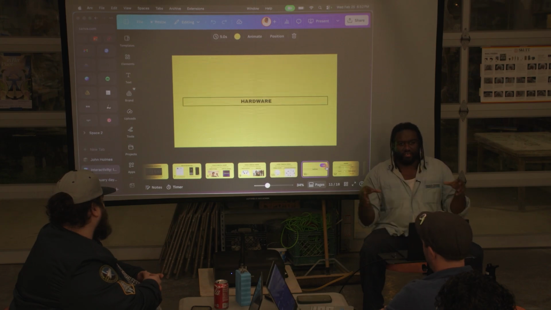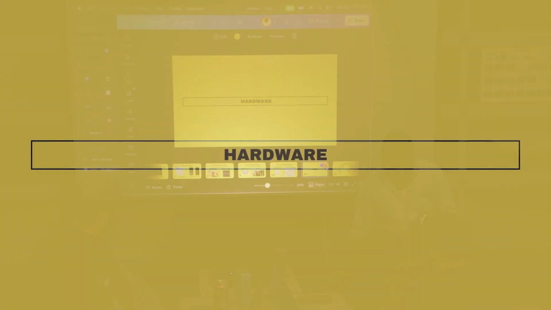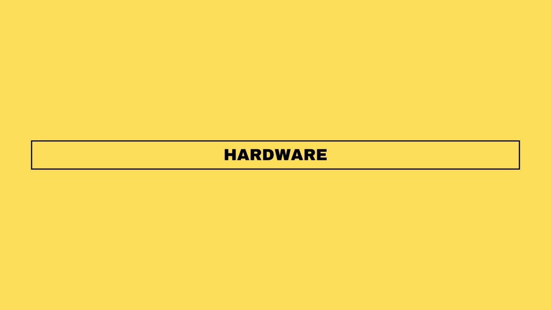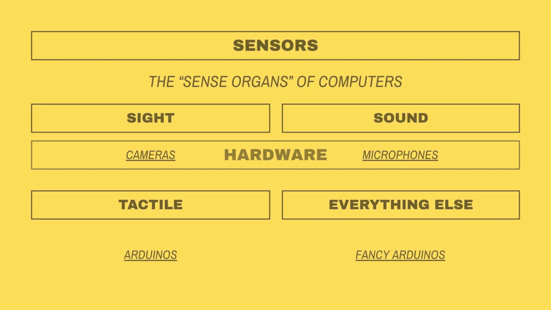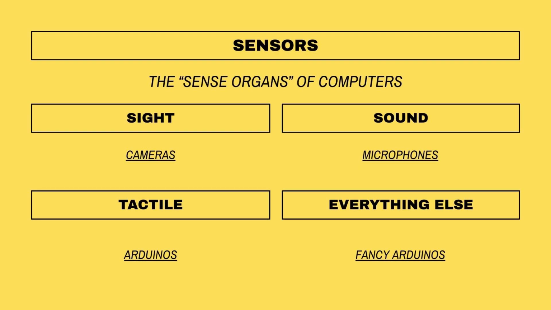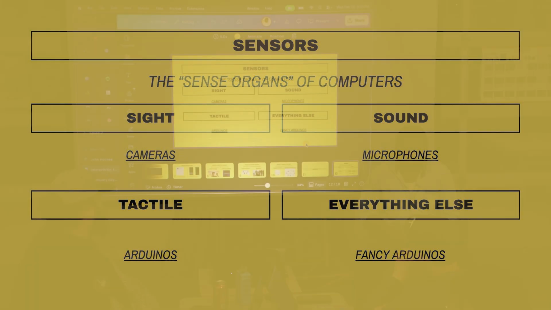So that's an overview of different ways to get information into the computer. Now I want to talk about specific ways, specific hardware. To me, this breaks down into sight, you need some kind of camera. Sound, you need some kind of microphone. And then if you want any kind of tactile things or physical sensors, that's going to be some kind of Arduino, some kind of microcontroller. And then everything else is also some kind of microcontroller. So you either have a camera, a microphone, or a microcontroller.